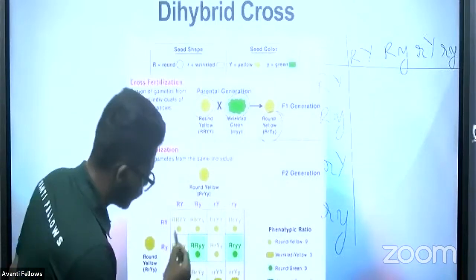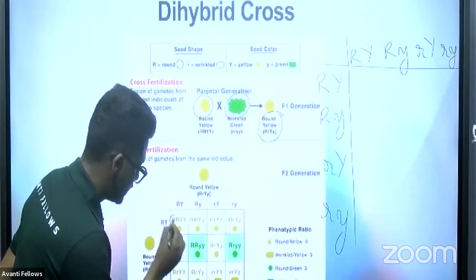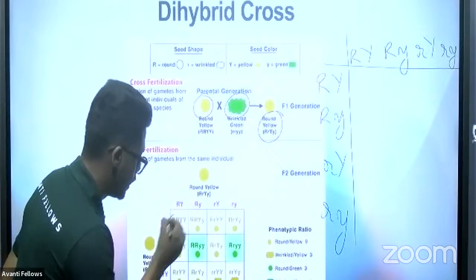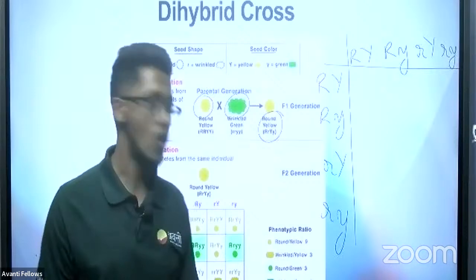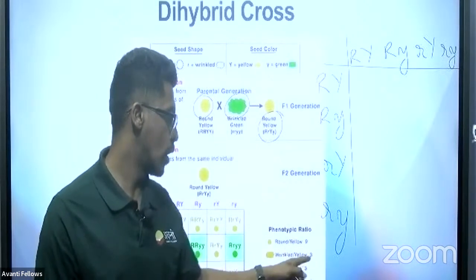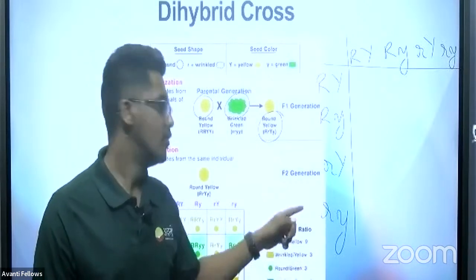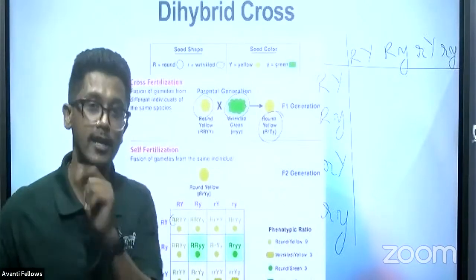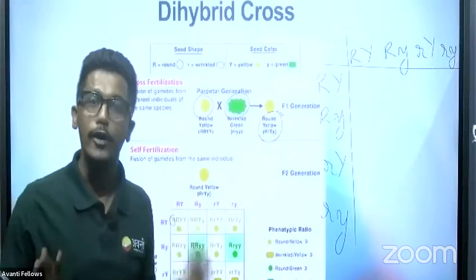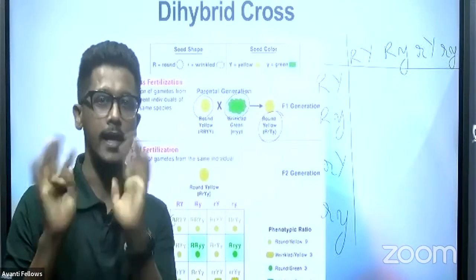So like this, you start constructing. This R, this R, this Y, this Y. Like this, you keep on constructing. Finally, you will get how many? 9 plus 3 is 12, 12 plus 3 is 15, 15 plus 1 is 16. Totally 16 different varieties you should get. Are you understanding my point? My idea is very simple.